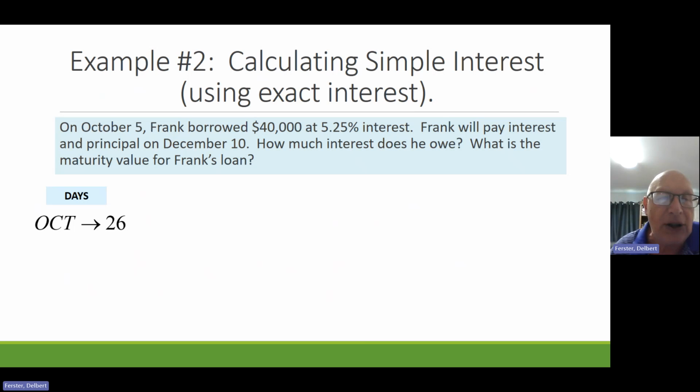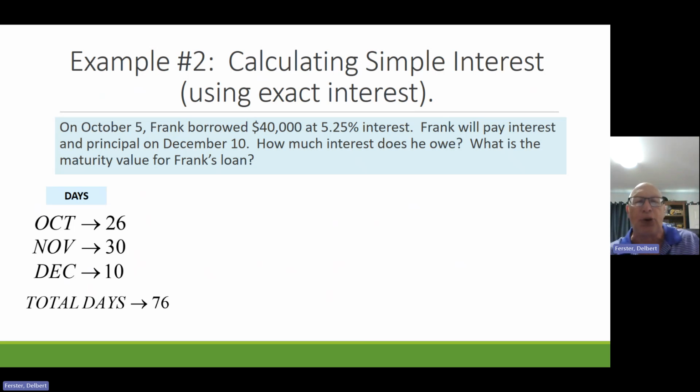All right, here we go for days. I listed October, and you may remember that October's got 31 days, but we don't count the first 5. He took the loan on the 5th, so you start counting on day 6. So that's really 31 take away 5, and that's how the 26 showed up. He'll have that loan in effect all through November, which has 30 days. He's going to pay it on December 10th. So in December, that's 10 days. Remember, the day he pays is counted as a day. So the total number of days in this particular loan example is 76.